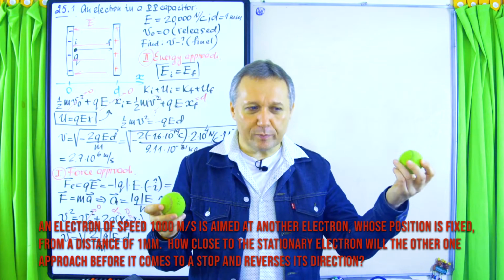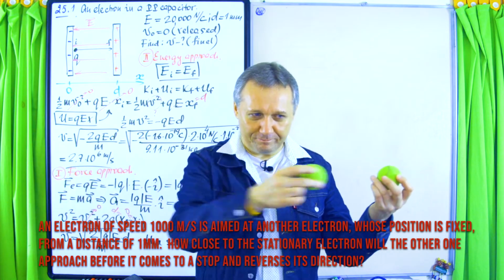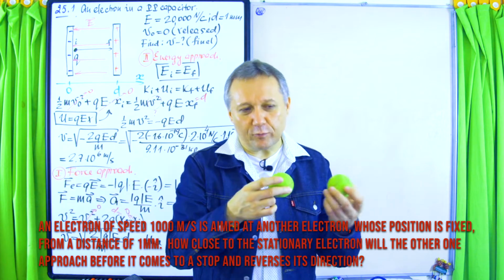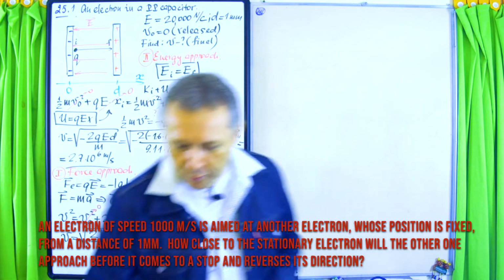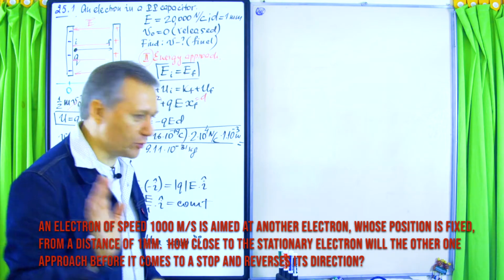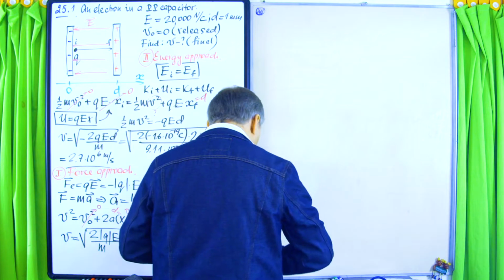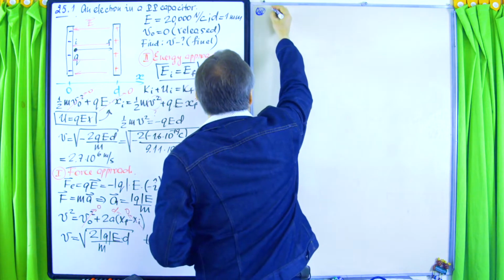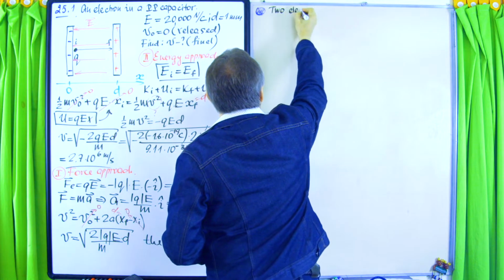Electrons. One electron will be stationary and the other one will fly, right? So we will have to find the shortest distance between these two electrons. I feel like, yeah, I need to draw a picture. So first, let me write, so we have two electrons.